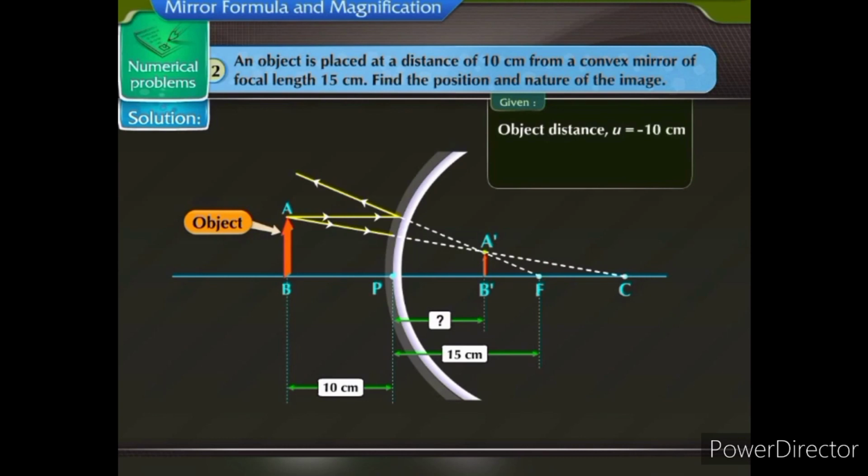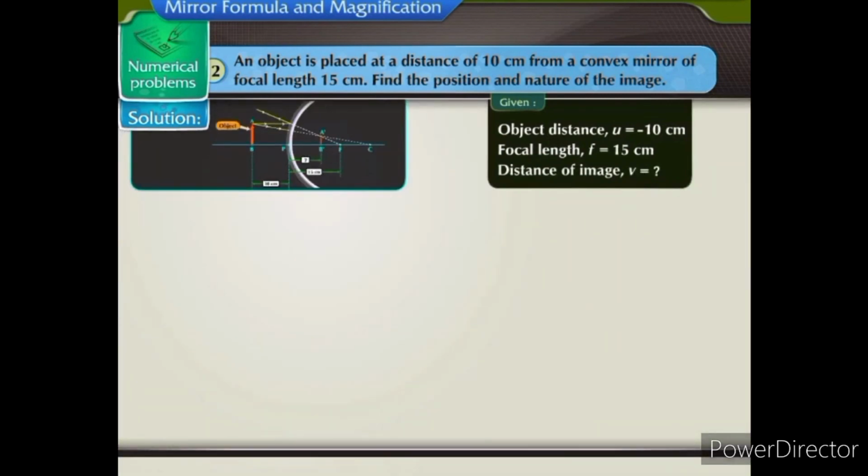The focal length of a convex mirror is always positive. The focal length of the given convex mirror is 15 centimeters. Therefore, focal length f is equal to 15 centimeters. We have to find out the position, that is, v of the image. Let us use the mirror formula. 1 upon f is equal to 1 upon u plus 1 upon v, which can be written as 1 upon v is equal to 1 upon f minus 1 upon u.